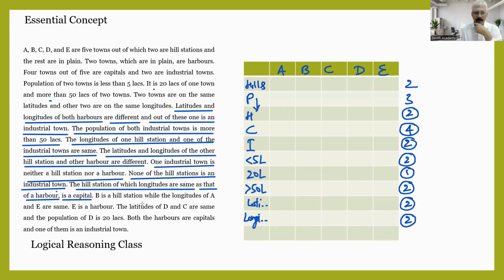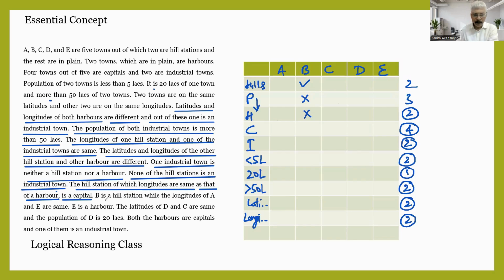B is a hill station. Okay. Now here you can tick that B is a hill station. Two hills and the rest three are plain. So definitely, when you decide B is a hill, it is not going to be plain. And out of three plain, two are harbors. So when B is a hill station, there is no question of B being a harbor.